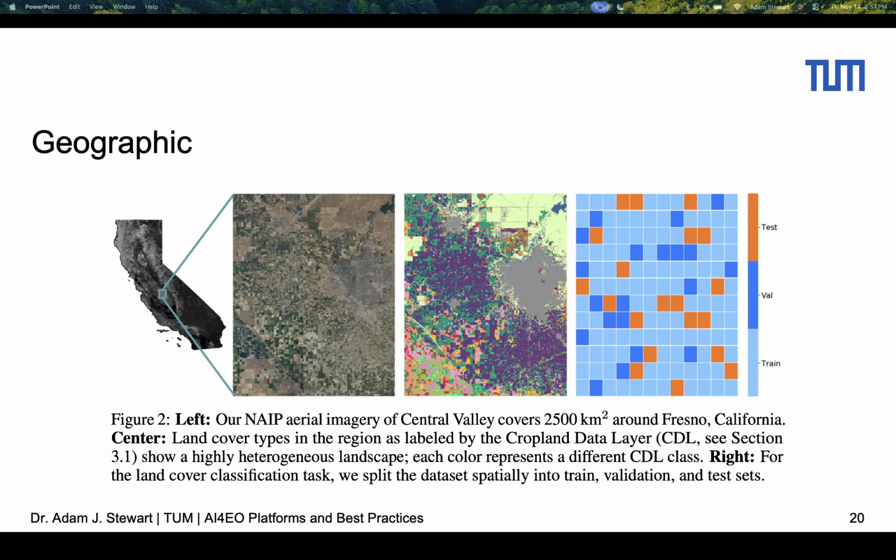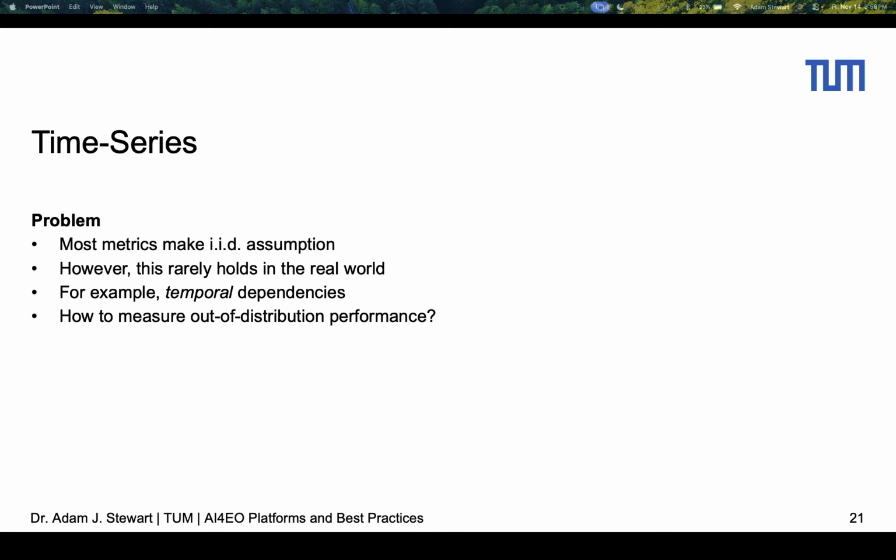This is the more commonly used grid approach. You take a location, this is in California, and you chop it up into a big grid, and you randomly assign grid cells to different train, validation, or test splits. That's quite commonly used as well. So these are all different ways to split up that kind of data.